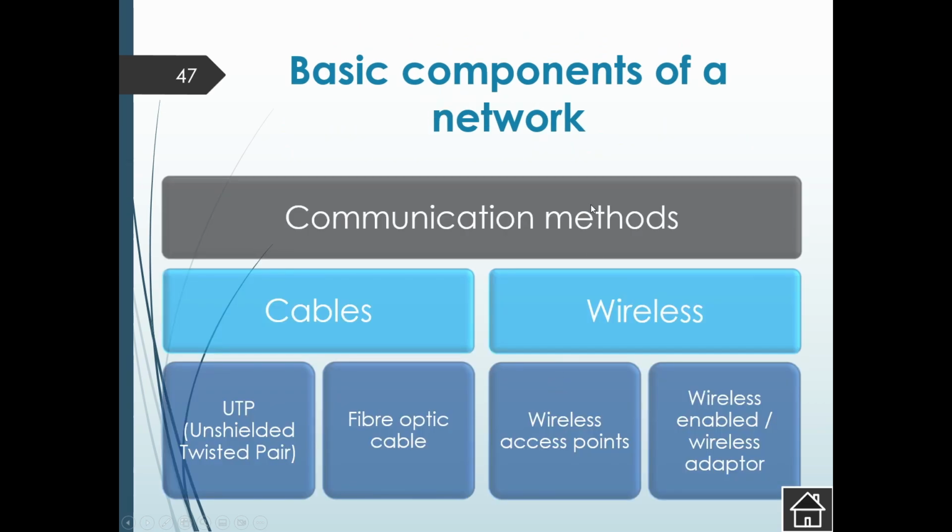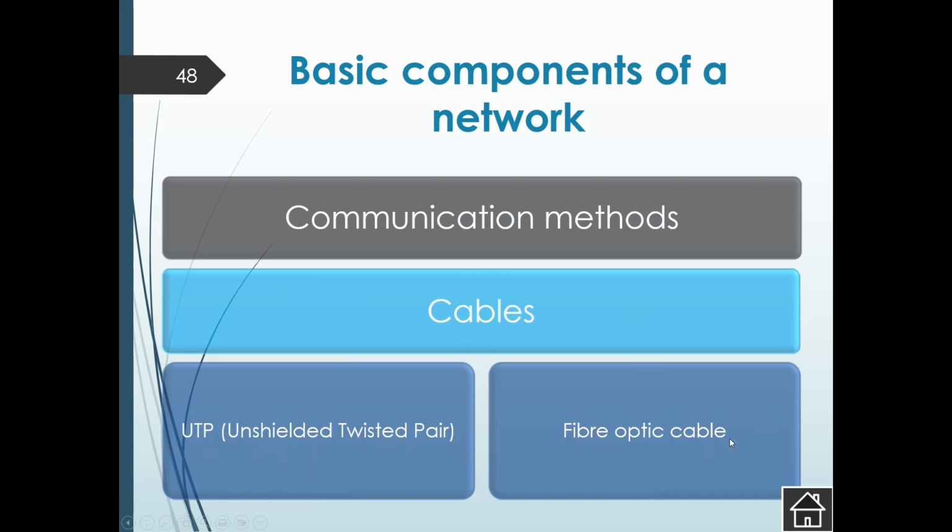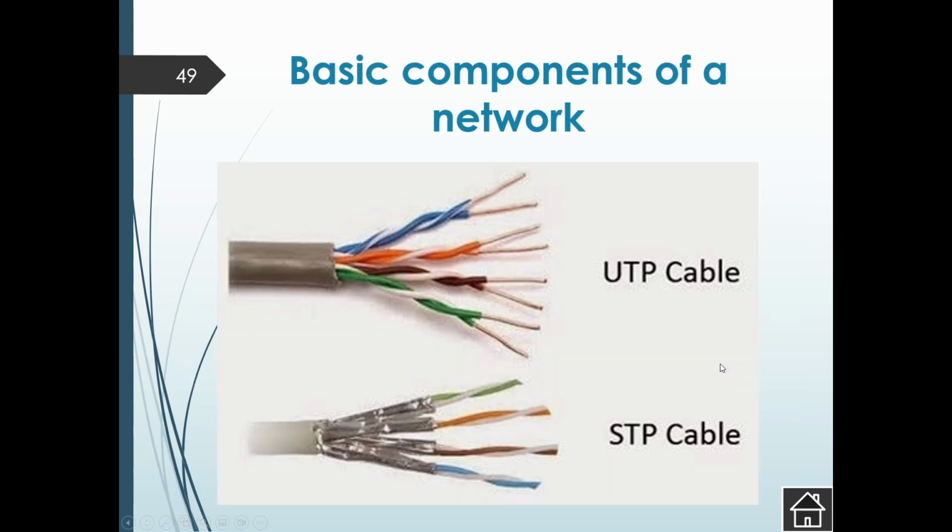Other communication methods. Remember when we said in our definition, you can connect by being wired or wireless. In other words, cables or wireless. And our two most popular ones are our unshielded twisted pair and our fiber optic for our cables. And then with our wireless, we've got wireless access points and wireless enabled or wireless adapters. So when we look at our cables, let's just have a look, and I'm sure you've seen this before, what our cables actually look like.